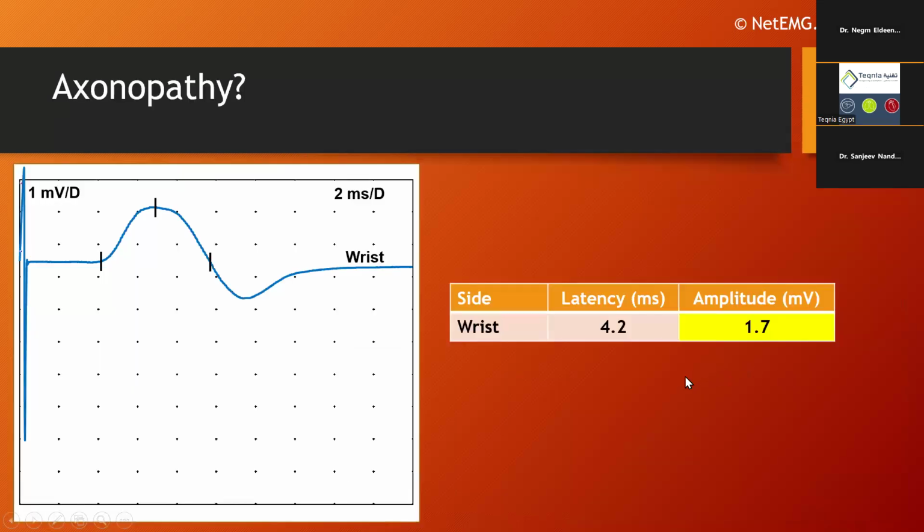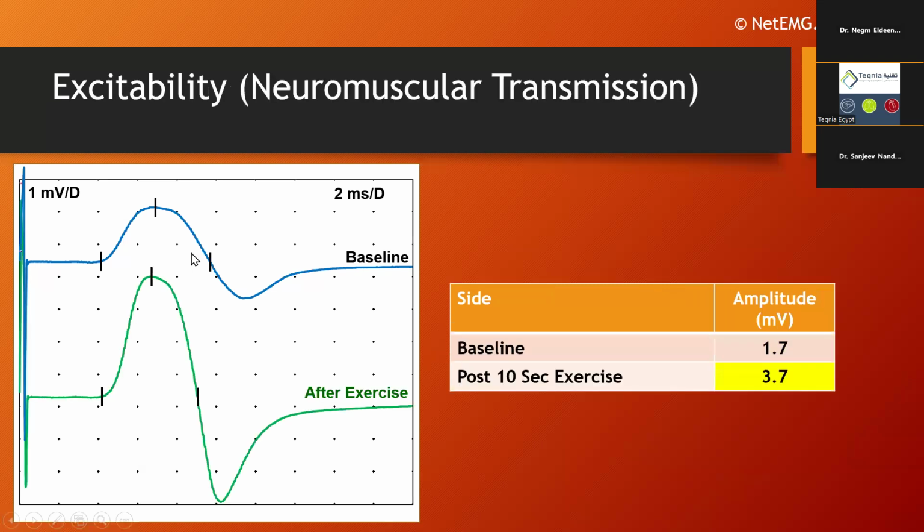And finally, is this axonopathy? I have got normal latency, but low amplitude. As I indicated, amplitude also depends on the neuromuscular transmission. This was a patient with Lambert-Eaton syndrome. And when we had the patient exercise, the amplitude became absolutely normal.